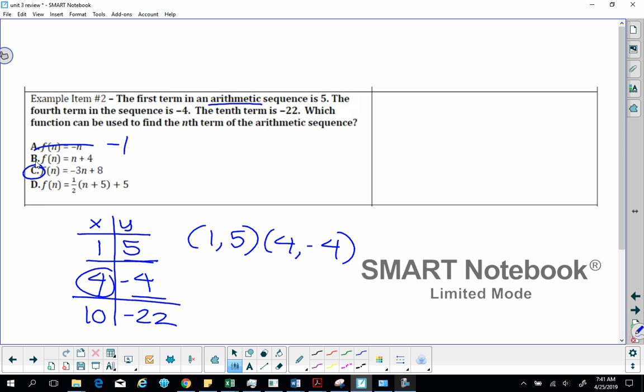1 plus 4, does that equal 5? Yeah, so that could be 1, but let's try this one. 4 plus 4, does that equal -4? No. It could be that easy. Y'all just need to figure out all the methods that we learned. Don't use all of them, but choose one of them.